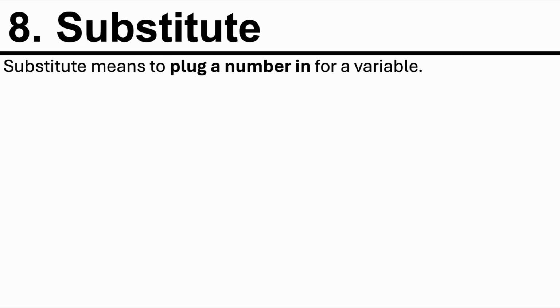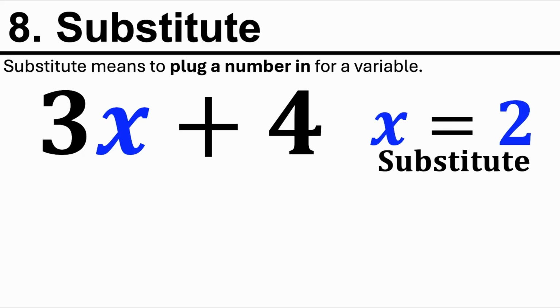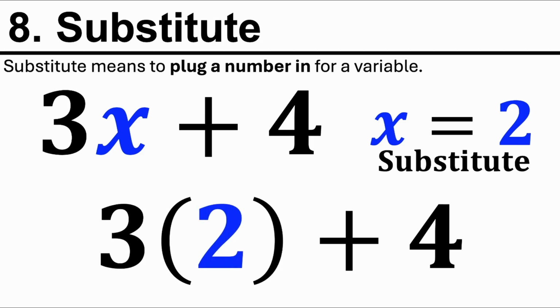Speaking of plugging in, the next term is substitute, and substitute means to plug in a number for a variable. So here we have 3x plus 4. If I'm told that x equals 2, I can now substitute it into the expression as the x. So 3 times 2 plus 4. And now I can solve.